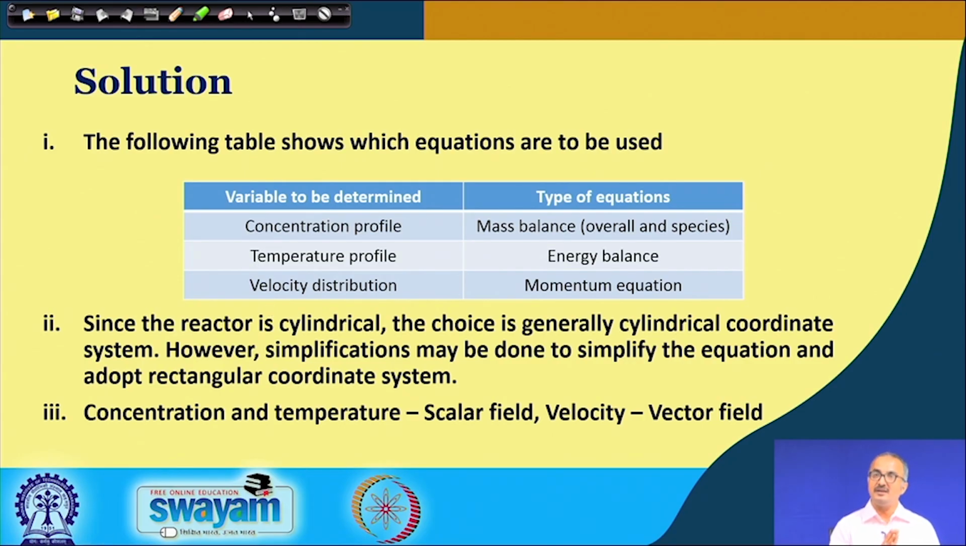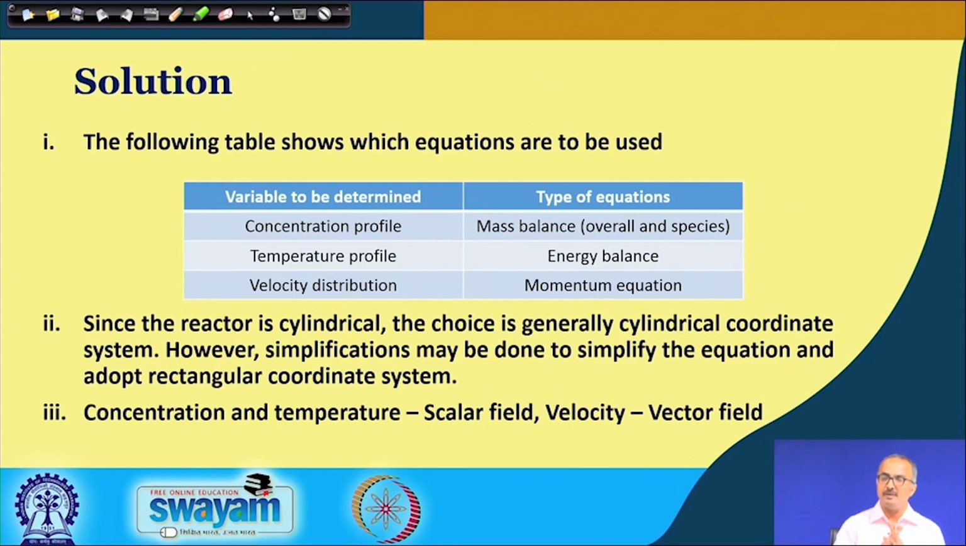Next is which kind of coordinate system we should choose. Now, the reactor is cylindrical. So, generally for cylindrical geometry, we go for cylindrical coordinates, but this is a general statement, because many a times we do some simplifications, because cylindrical coordinate system equations are a bit more difficult to solve than for the Cartesian coordinate system.